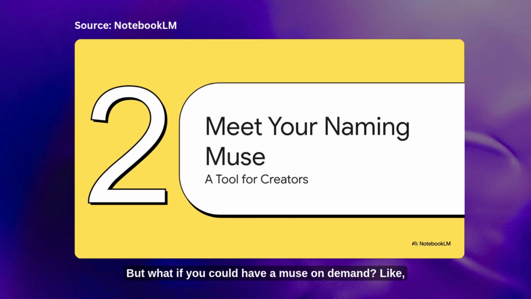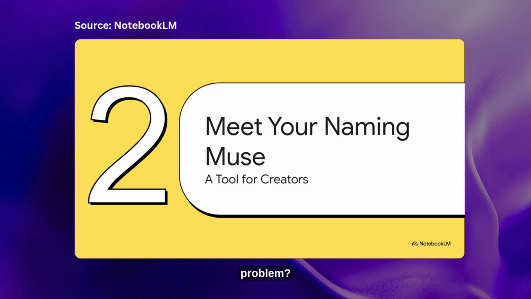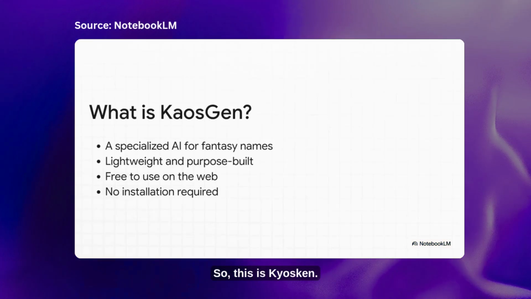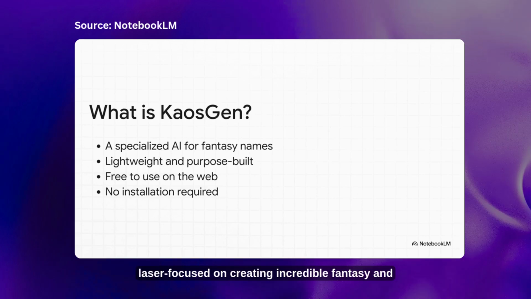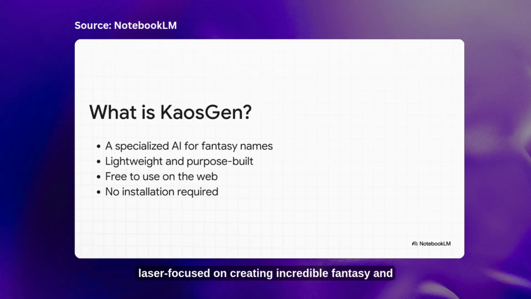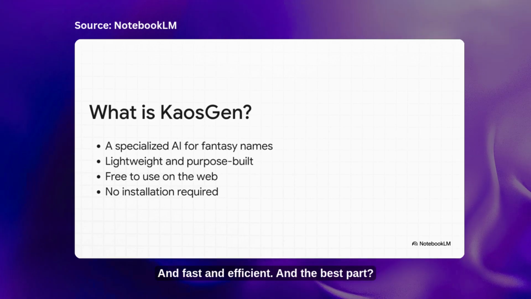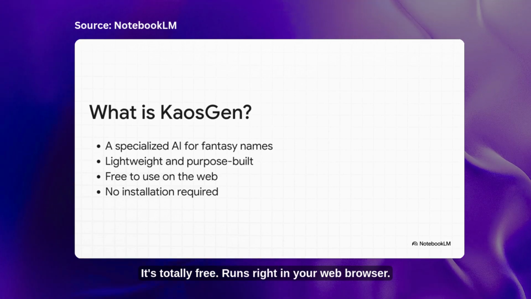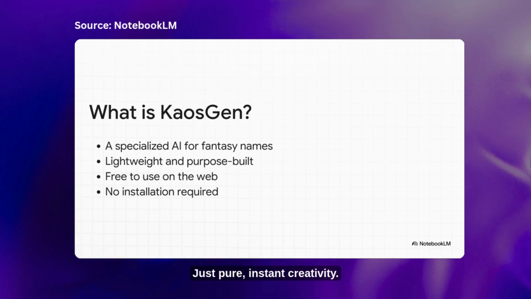But what if you could have a muse on demand, like a tool designed specifically to crush this exact problem? Well, it's time to meet your new naming muse. So this is KaosGen. At its heart, it's a specialized AI, laser-focused on creating incredible fantasy and mythic names. It's super lightweight, so it's ridiculously fast and efficient. And the best part? It's totally free, runs right in your web browser. No installs, no downloads, no fuss, just pure, instant creativity.